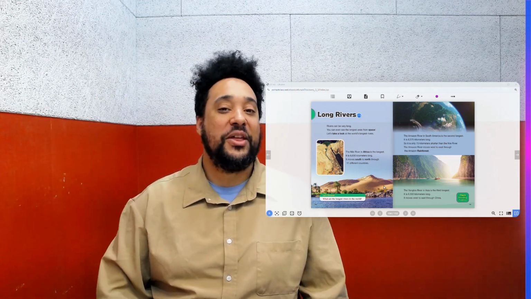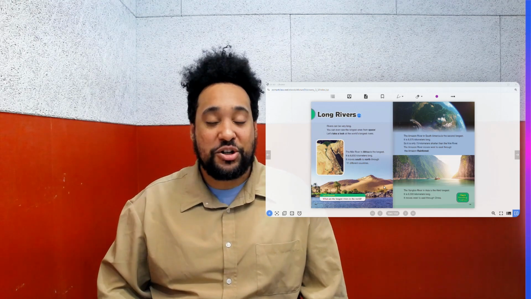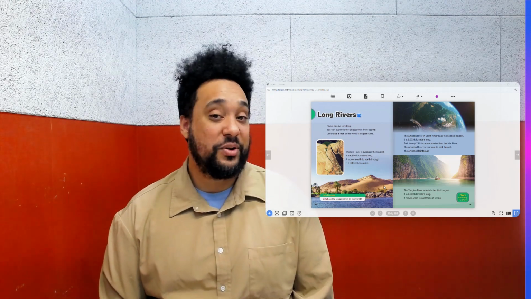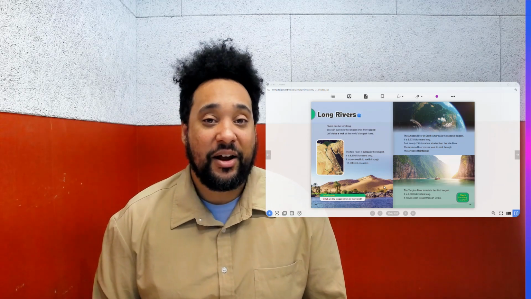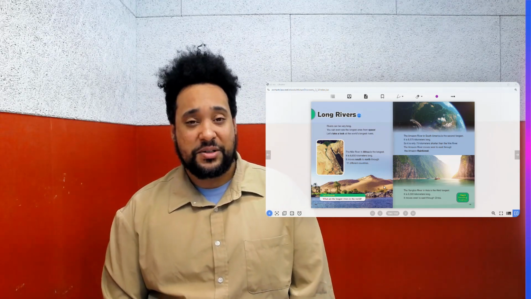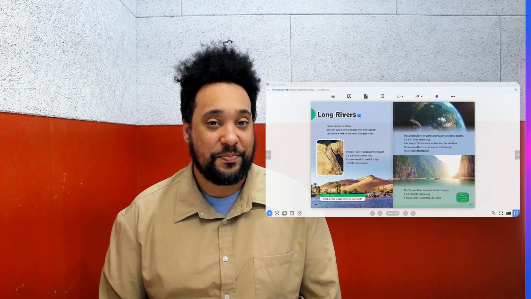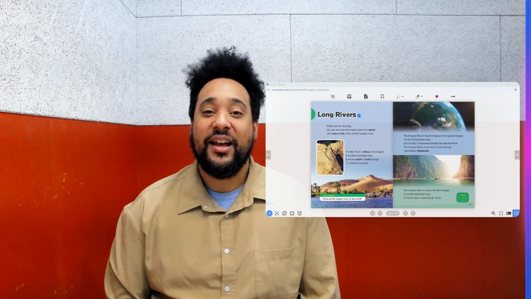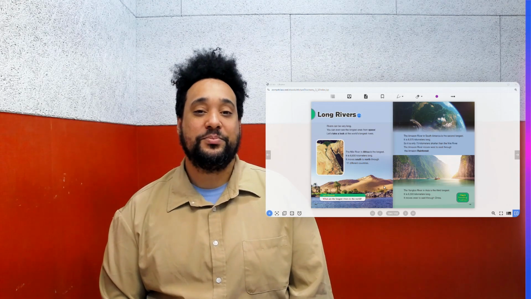Now, the main question, the unit question that we have been discussing is, what are the longest rivers in the world? And now in the reading, we learned about 3 rivers. What are those rivers? That's right, the Nile, the Amazon, and the Yangtze River.